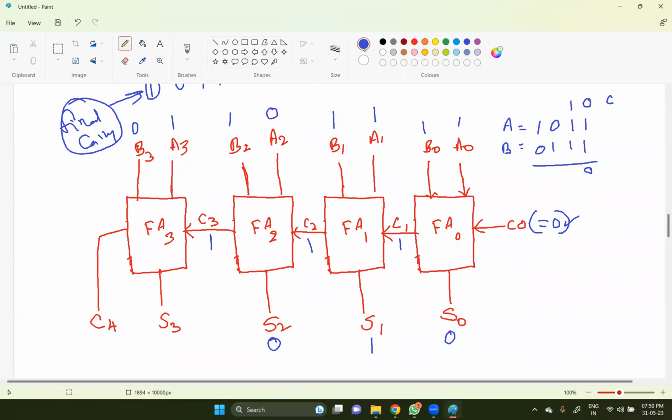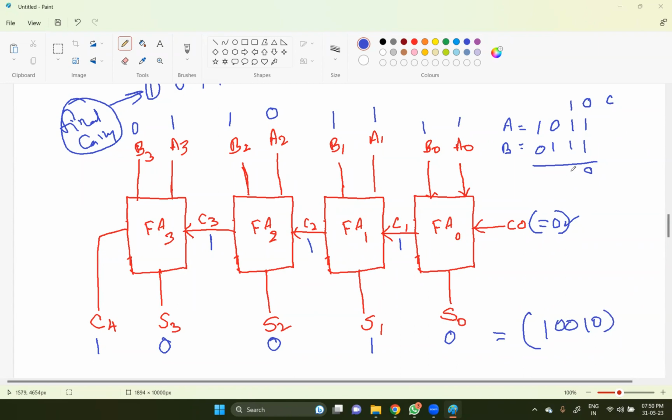And now, if you consider here, 0 plus 1 is 1, and 1 plus 1 will give sum 0 and carry 1. So finally your outcome will look something like this: 10010. This is the outcome. If you do the operation manually, it would also be the same.